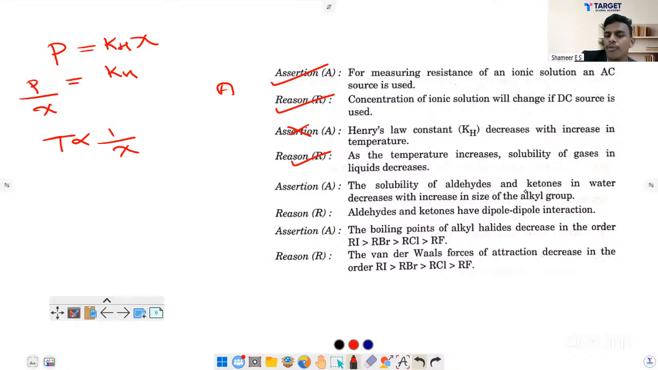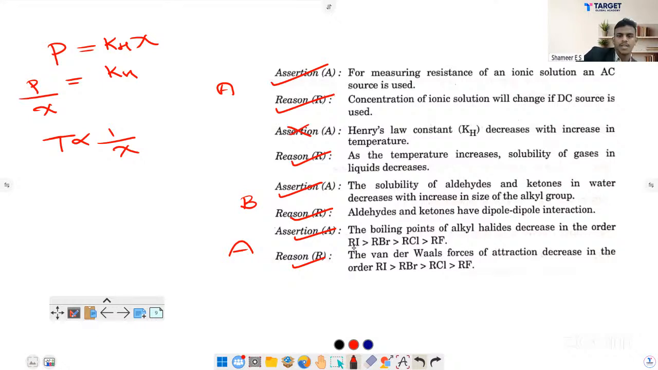The solubility of aldehydes and ketones in water decreases with the increase in size of the alkyl group. Okay, that is correct. Aldehydes and ketones have dipole-dipole interaction. That is correct, but not the correct explanation. The boiling points of alkyl halides decrease in the order like this. Correct. The van der Waals forces of attraction decrease in the same order. So it is the correct explanation.